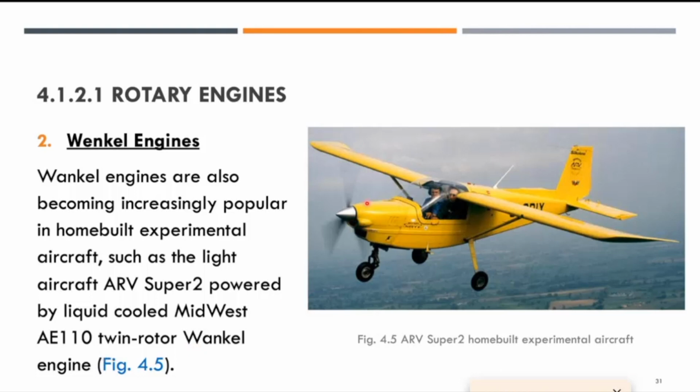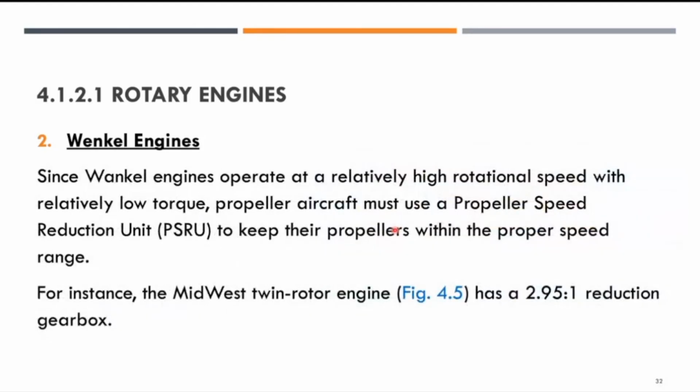So this is experimental aircraft applying the Wankel type of engine. Since the Wankel engine operates at relatively high rotational speed with relatively low torque, propeller aircraft must use a propeller speed reduction unit, right? They must use the PSRU to keep their propellers within the proper speed range.